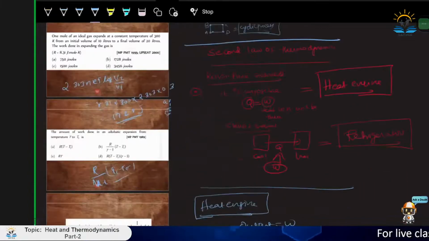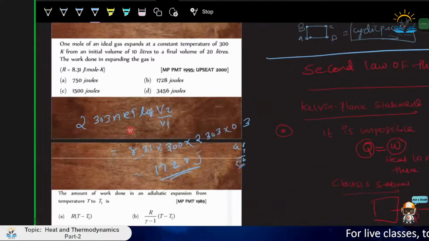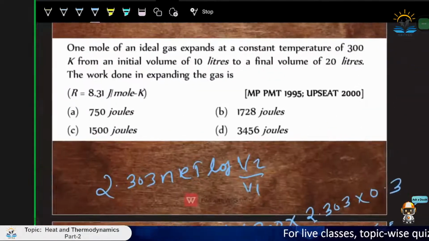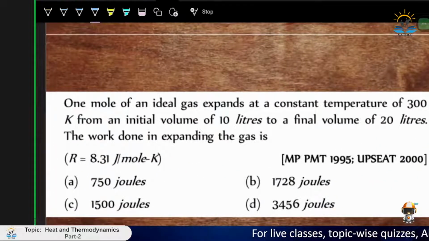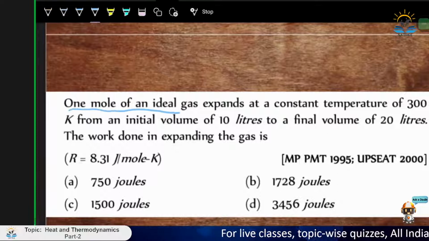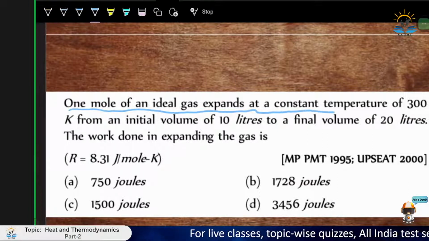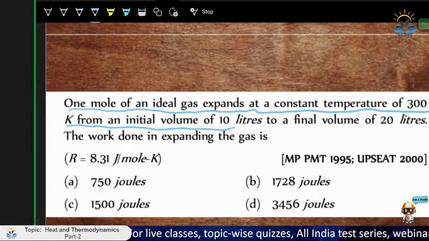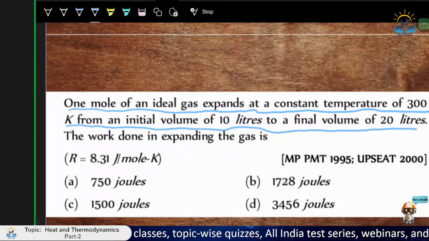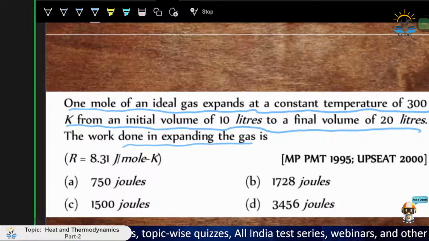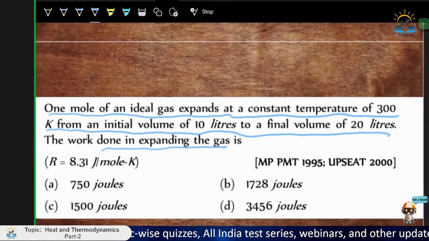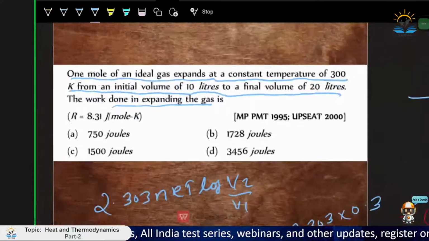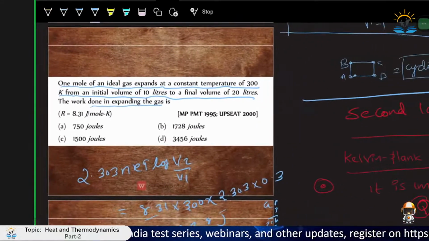Okay, now let's see some questions and we can solve them using the equations. One mole of an ideal gas expands at a constant temperature of 300 Kelvin from an initial volume of 10 liters to a final volume of 20 liters. Find the work done in expanding the gas. So it is an isothermal work. We want to find the isothermal work, and we know the equation.